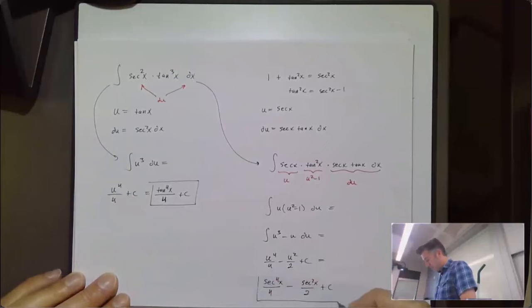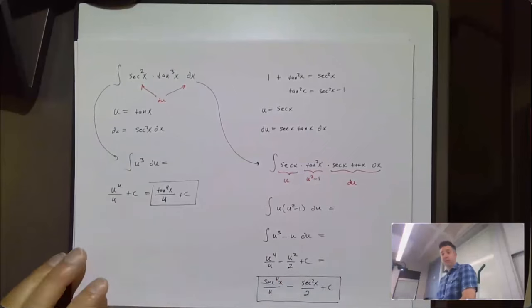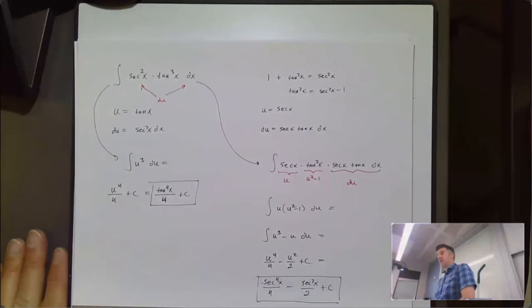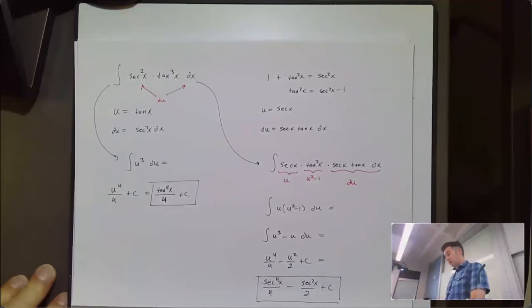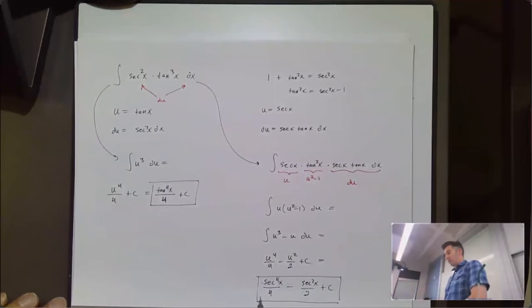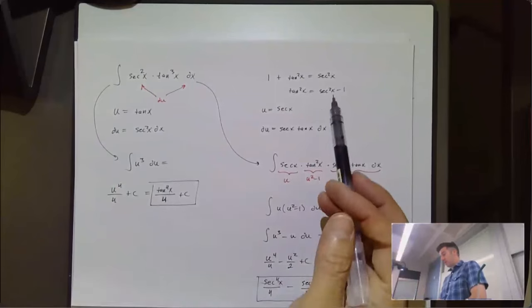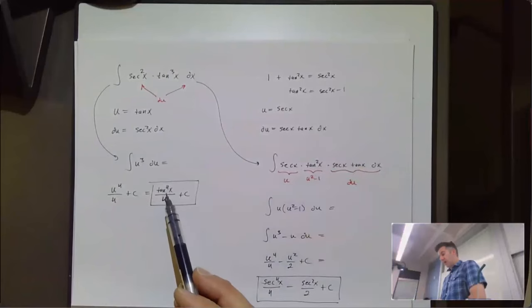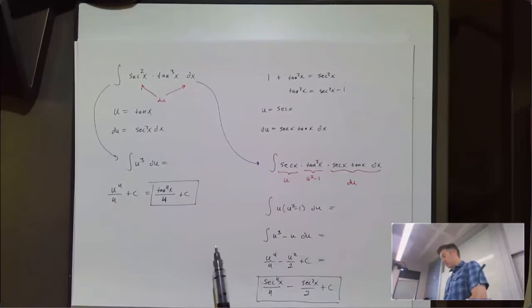I will fully admit these answers look very different. They are the same. They might differ by a constant, but if you use trig identities, you could totally get from this to that or vice versa. Like if you replace tangent squared with secant squared minus 1 in this integral here, and then squared it out, you would get essentially the same answer here. It'd probably differ by a constant, but that's okay when you do integration.